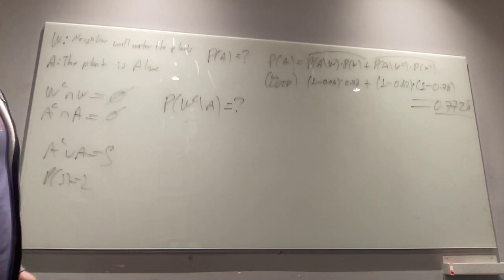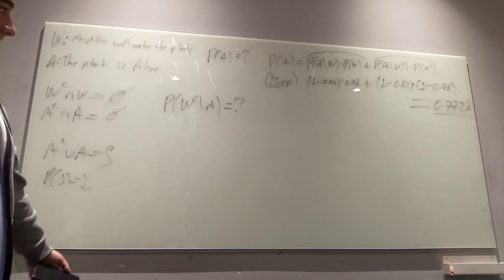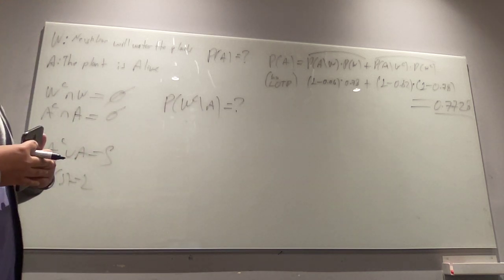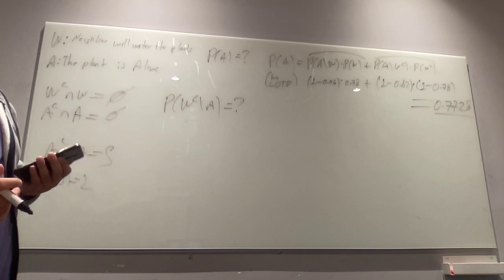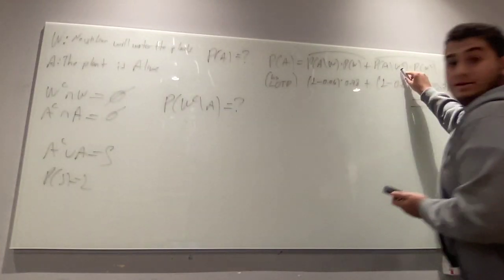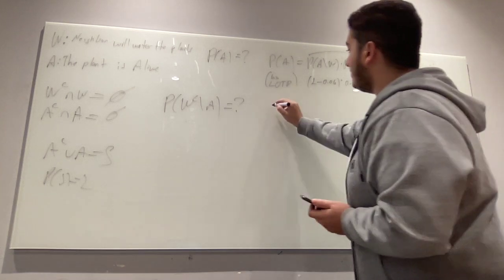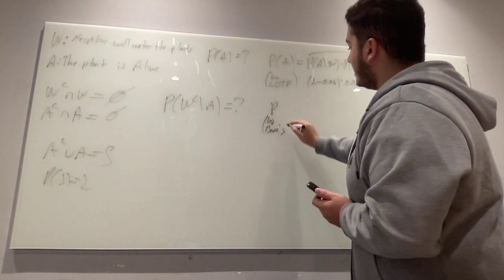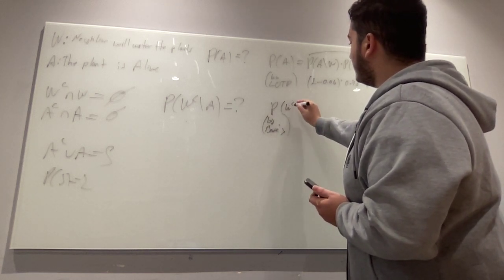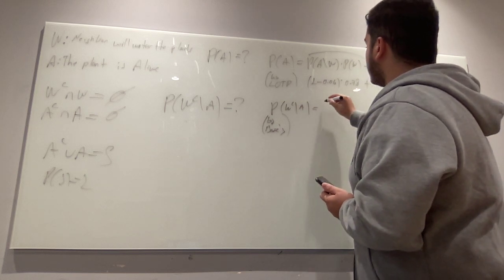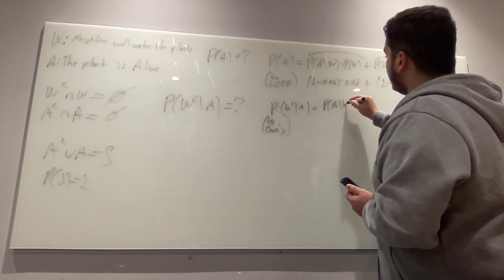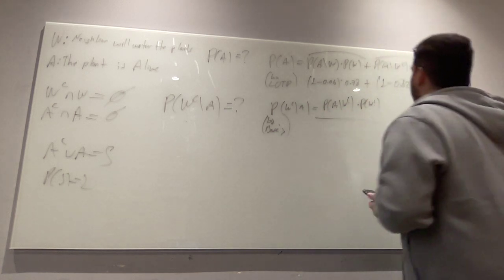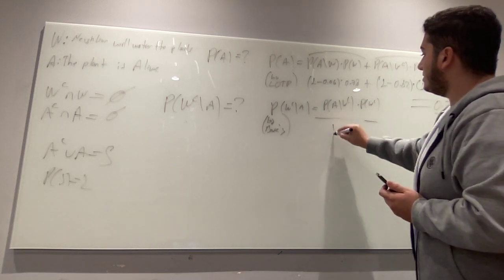What can I use there? I will use Bayes theorem because it's hard to decide the probability of W complement given A, but the probability of A given W complement I already did here. So by Bayes, probability W complement given A equals probability A given W complement times probability W complement over probability A.